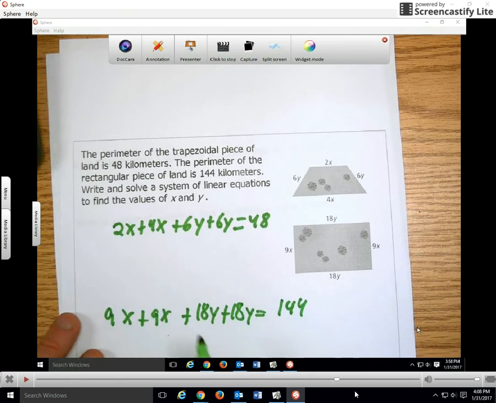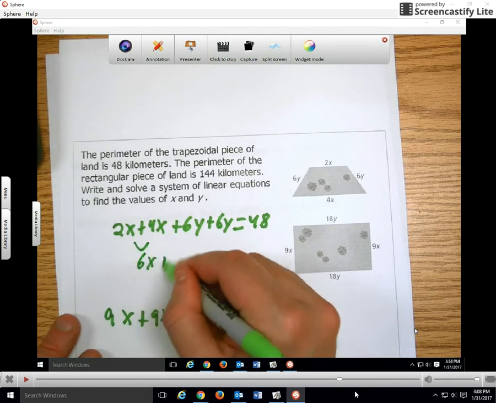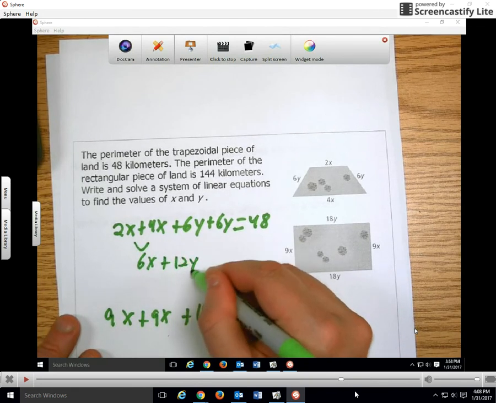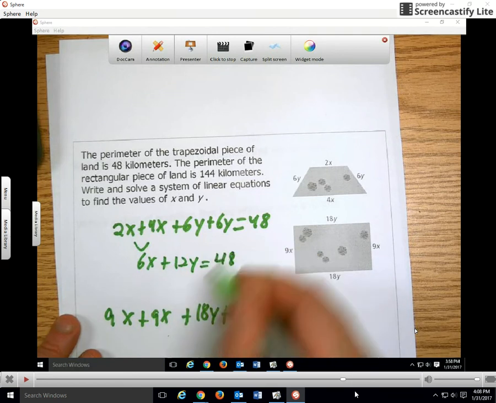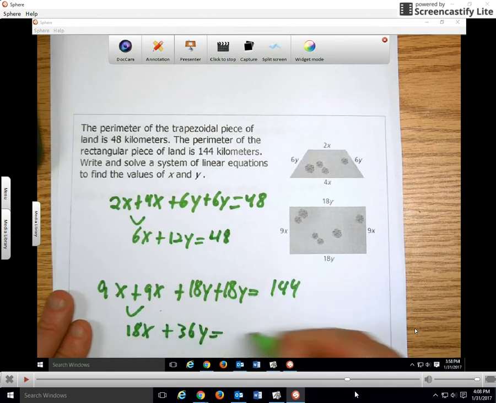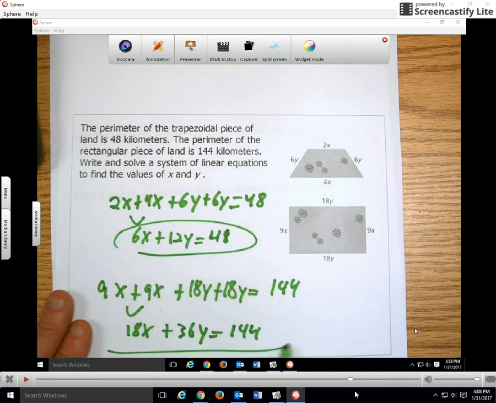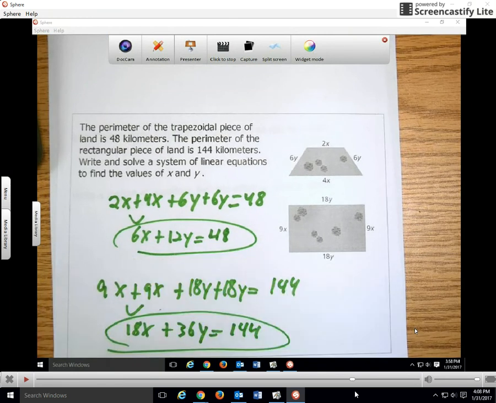And now we just need to collect like terms. 6x plus 12y equals 48. The same thing here. 18x plus 36y equals 144. Okay, now we have two equations. And whatever the x is in one, the x will be for the other. And whatever the y is in one, the y will be for the other, since it's a system. So we just need to take these two equations and work it out real quick.